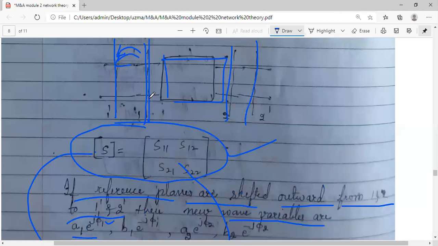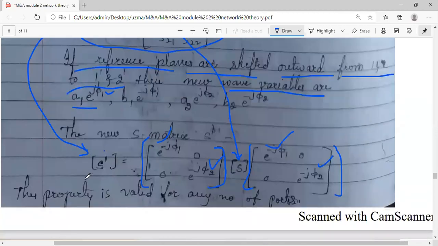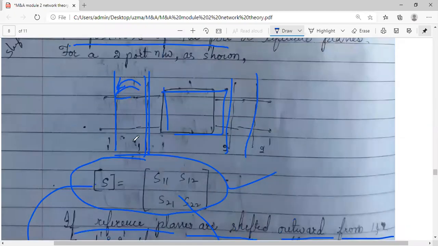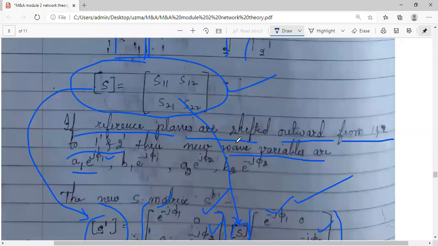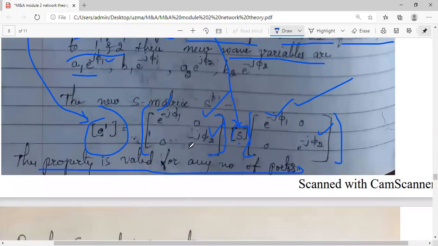If you shift your reference planes to 1 dash and 2 dash, there is a phase shift. So the new S matrix, S dash, is equal to S in the center as it is, multiplied by these two matrices. This property is valid for any number of ports, so you can extend this concept to any number of ports. Here, for example, we have taken a two port network. Hope these properties are clear to you.